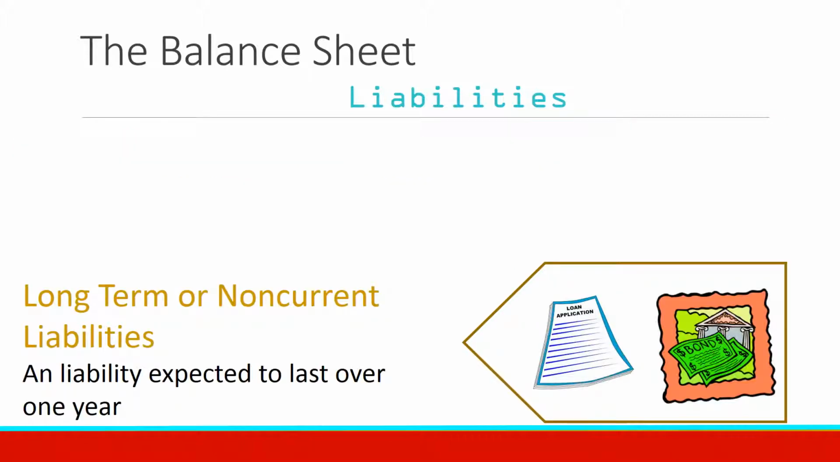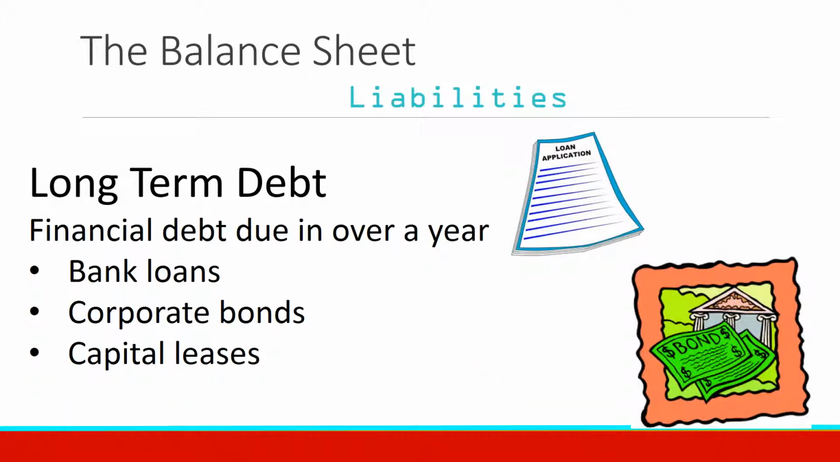Current liabilities are one category of liability. The other category are long-term or non-current liabilities. These are liabilities that are expected to last over 1 year. In the long-term liability section, we often find debt. It's often called long-term debt.